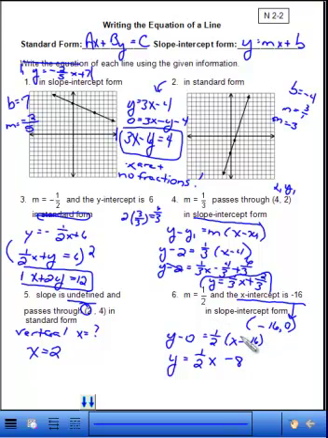Except this should have been x plus 16 because it's x minus a negative 16. So that should be a plus. Okay, so I almost made a mistake on that one. Alright, let's go to the next page.